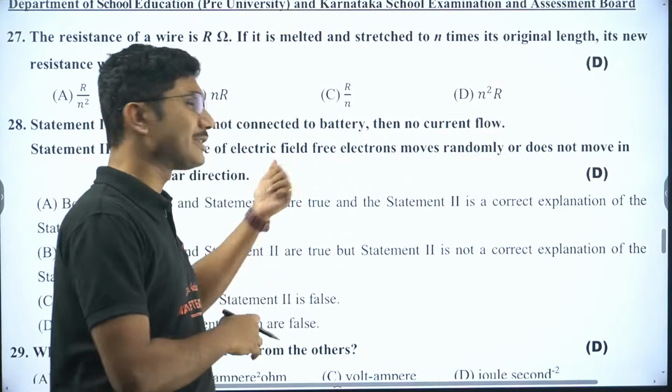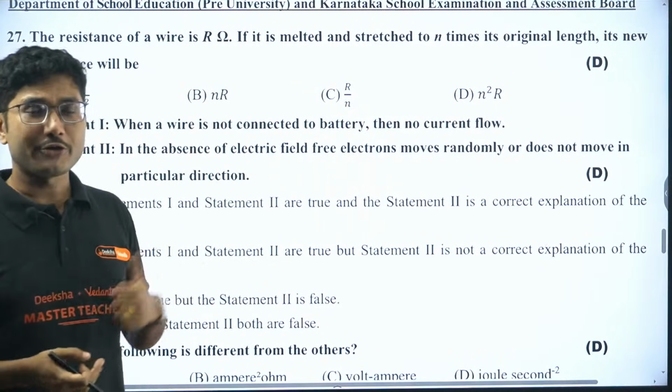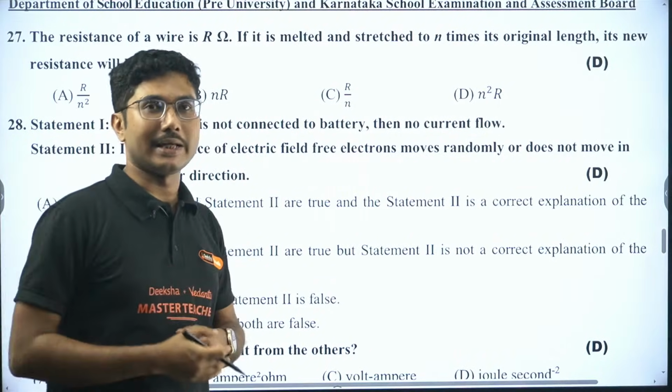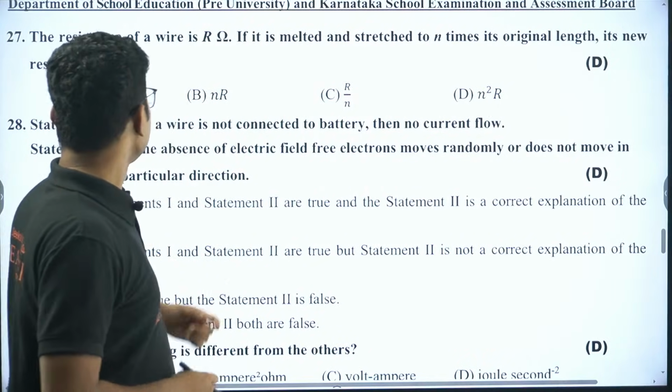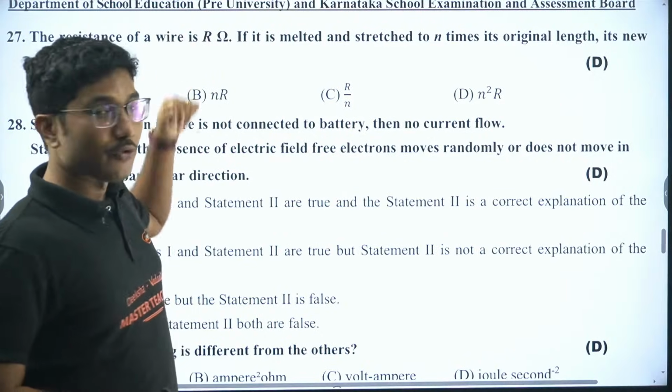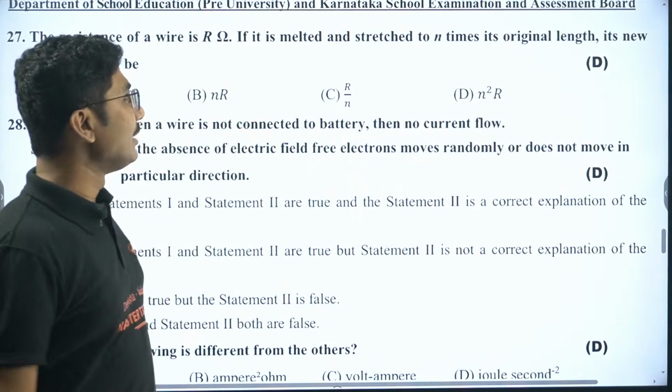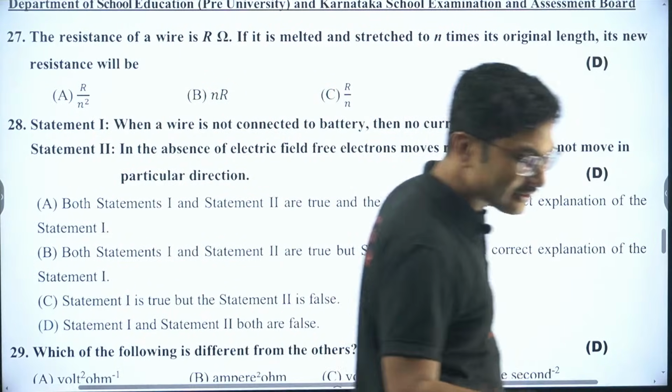This is not your final exam. So whatever mistakes you are making now, you will not be making in your final exam. That is what is important. So let's see. The resistance of the wire is R, it is melted, and now the new length is n times. What will be the new resistance?